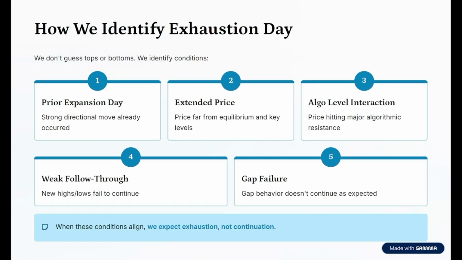How do we identify an exhaustion day? It's best to not try and guess the tops or bottoms. We look for specific conditions such as, did the prior expansion day offer a strong directional move? Is price overextended and far from equilibrium and other key levels? Where's the chart in relation to our algo levels? Is it hitting resistance or support? Is there weak follow-through, such as failing to reach a new high or a new low? What about the gaps? Is it continuing as expected or reversing? When these conditions align, we can expect exhaustion, not continuation.